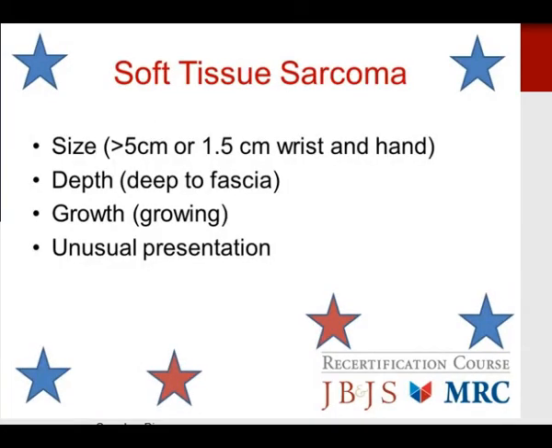Again, bigger than 5 centimeters, deep and growing, should warrant some sort of investigation. Lesions about the wrist and hand that are about 1.5 centimeters should raise a greater level of suspicion in you. Most ganglion cysts, fibrous lesions, or others are less than this, and we want to take care in evaluating these lesions prior to excision. I talk about an unusual presentation here, and the reason is that a fatty mass that recurs is unlikely to be a lipoma and should garner special attention.